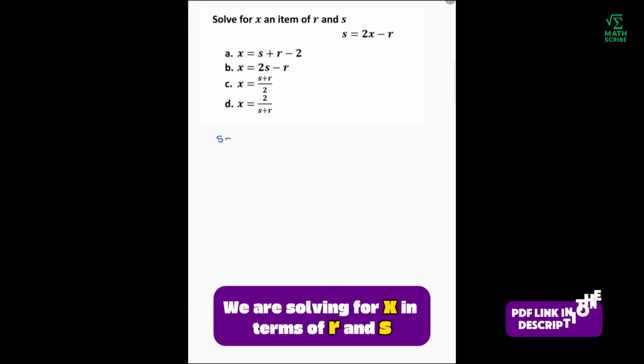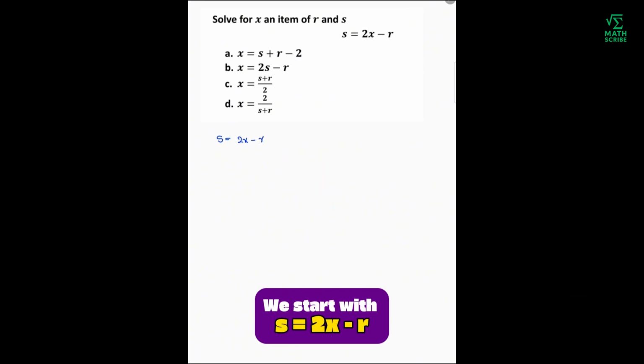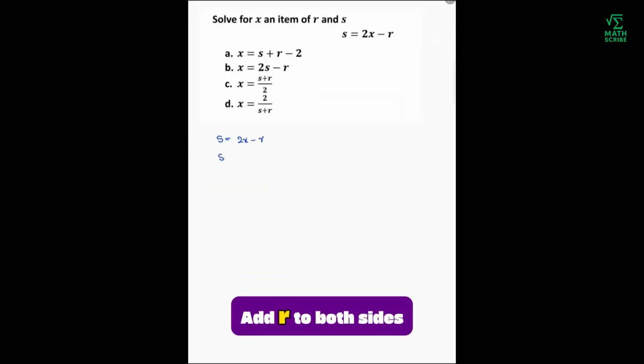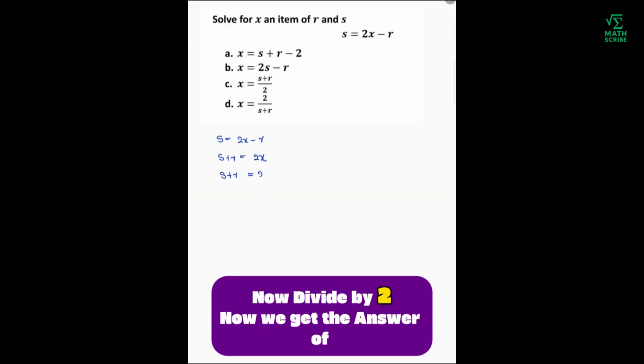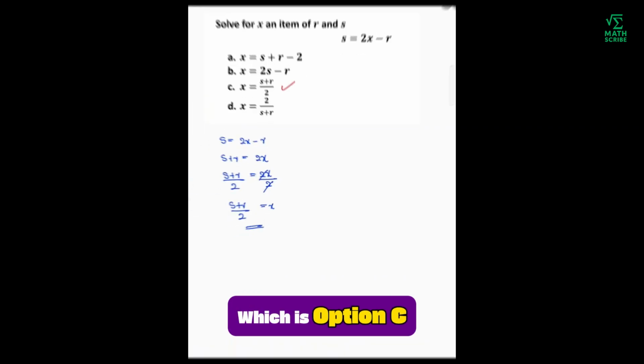We are solving for x in terms of r and s. We start with s equals 2x minus r. Add r to both sides. s plus r equals 2x. Now divide by 2. We get the answer (s plus r) divided by 2 equals x, which is option C.